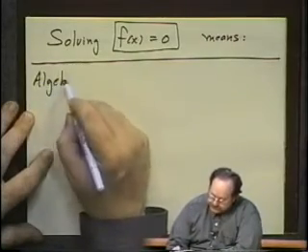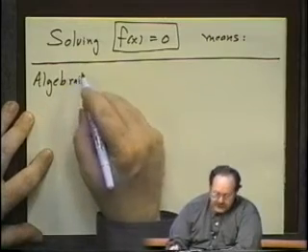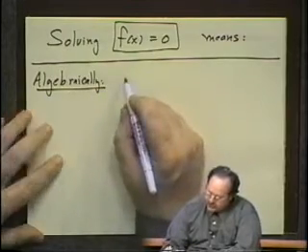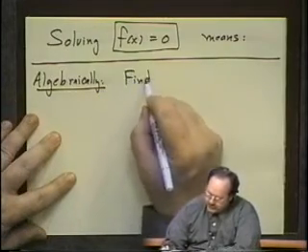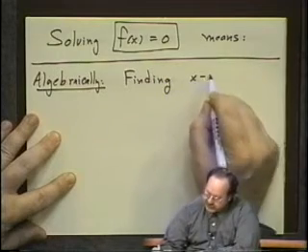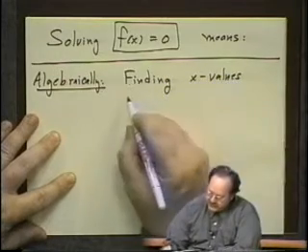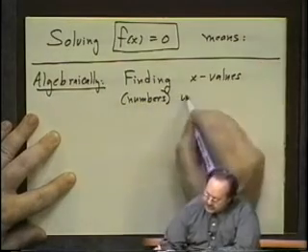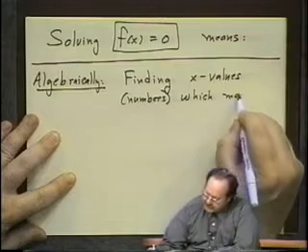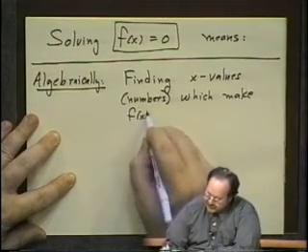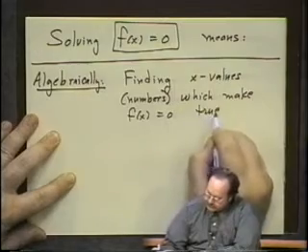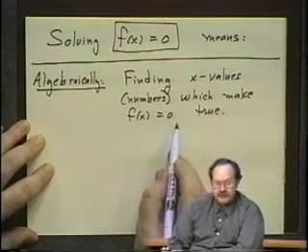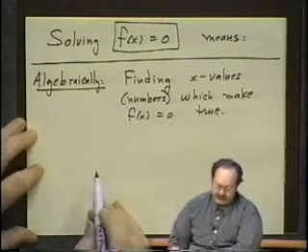Algebraically, what would solve this mean? Well, it's what I said a moment ago. It is finding x values. Well, what's an x value anyway? It's a number. Finding x values which make the statement f of x equals 0 true. So if you put in these x values for x, you get something that's true. You get 0 equals 0 is what you get.